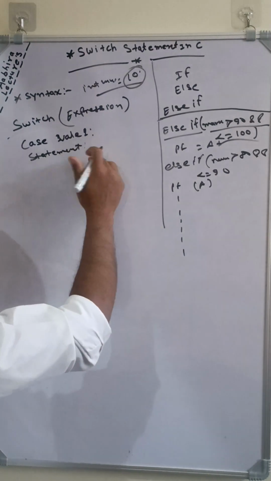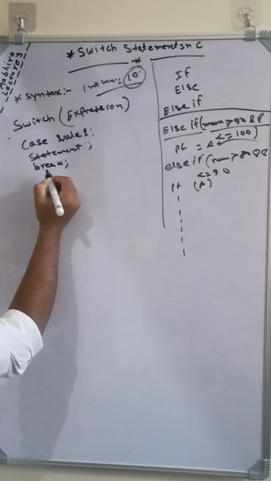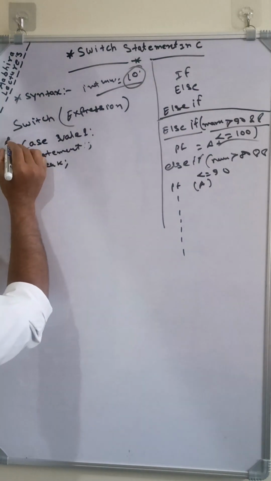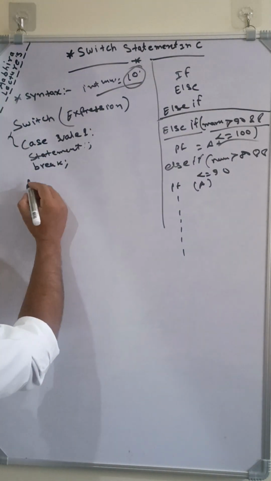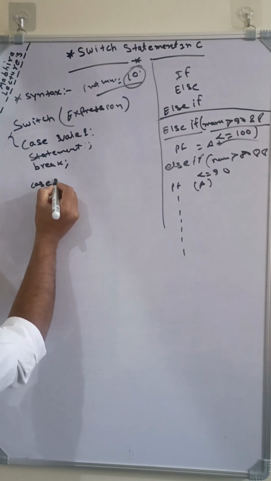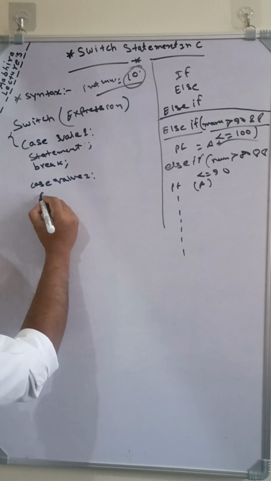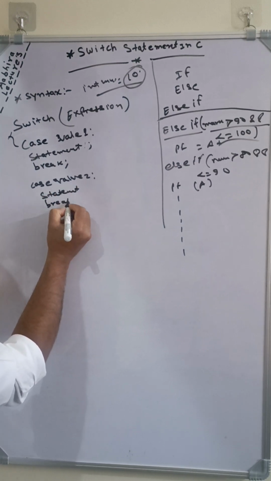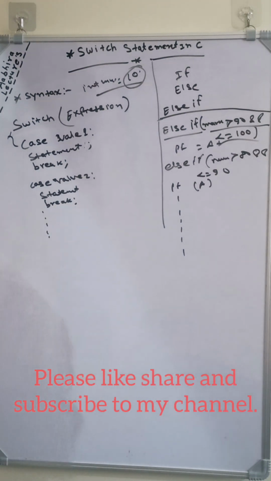I will write only one statement here, then break. We will also see why we are using break here. I will explain one by one, no issue. Sorry, here I have to give an open curly bracket. Then again case 2, case value 2, then a statement, then break. Like that we can write multiple cases.